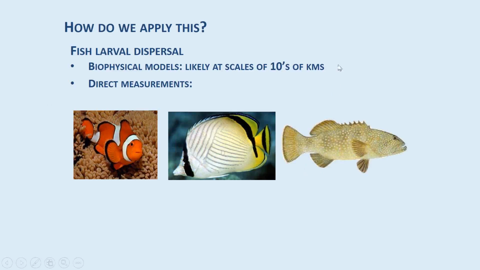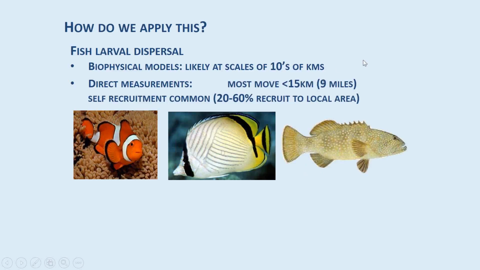But recently some very clever people have directly measured how far they move, and for most species, even though they can move long distances, most of them move less than 5 kilometres or 9 miles, and self-recruitment is common. So if you go to an area, 20 to 60% of the babies in that local area came from adults there. They did this using DNA parentage analysis, just like you do if you're not sure if that man's the father of that baby. You can do a DNA profile, and they do that with fish now. And this information comes from a wide range of species, everything from Nemo up to coral trout.